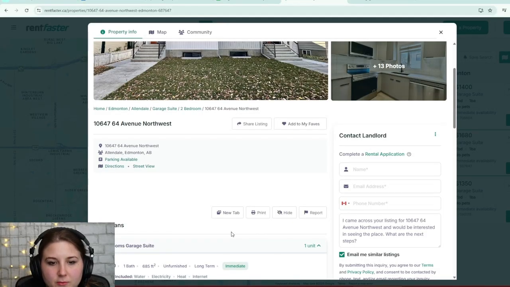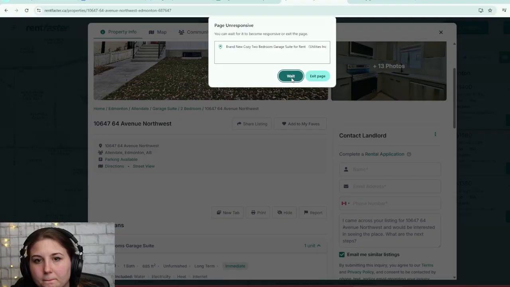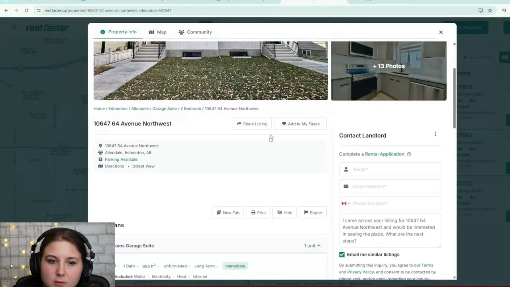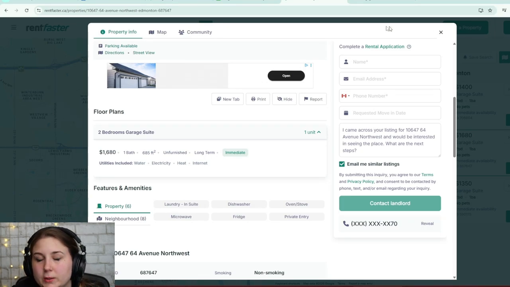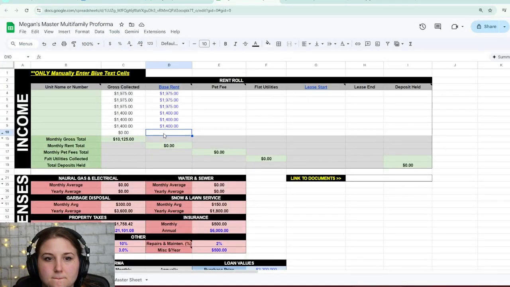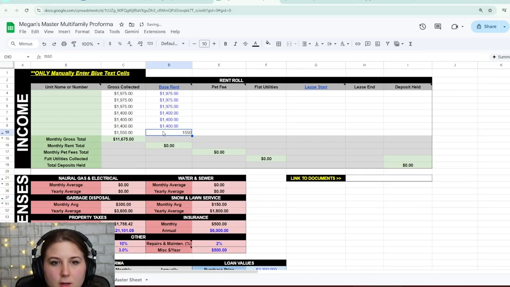2-bed, 1-bath garage suite. Sweet. Utilities included. Ooh, water, electricity, heat, internet. Interesting. Really? Oh, I guess it's only 2 beds. 1680, including utilities. Well, utilities will be right around $250. $1,400... 15. I'm gonna call it $1,550, excluding utilities. And you're right, this is not an exact science.